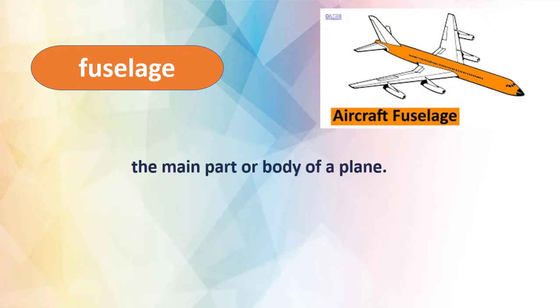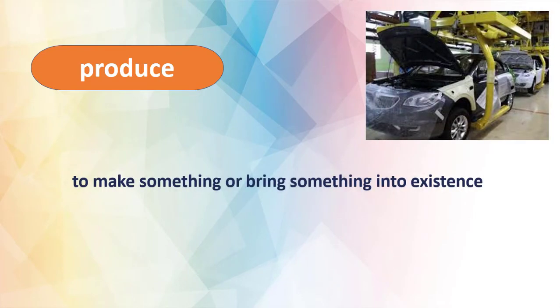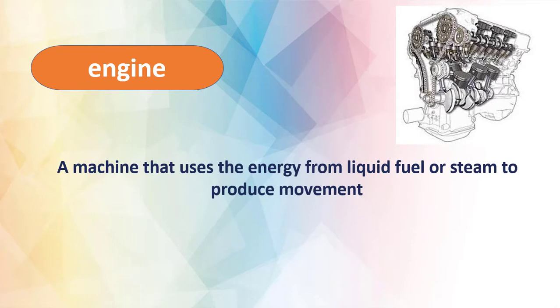Fuselage. Fuselage means the main part or body of a plane. Produce. To make something or bring something into existence. Our last word is the word engine. Engine. I think it is an easy word. A machine that uses the energy from liquid fuel or steam to produce movement.